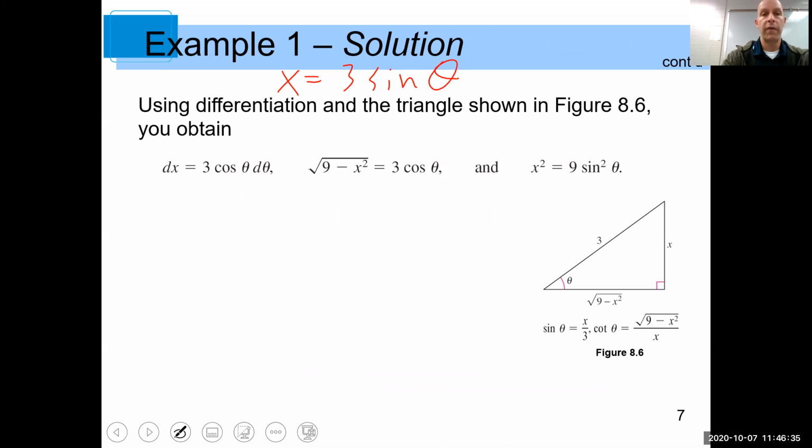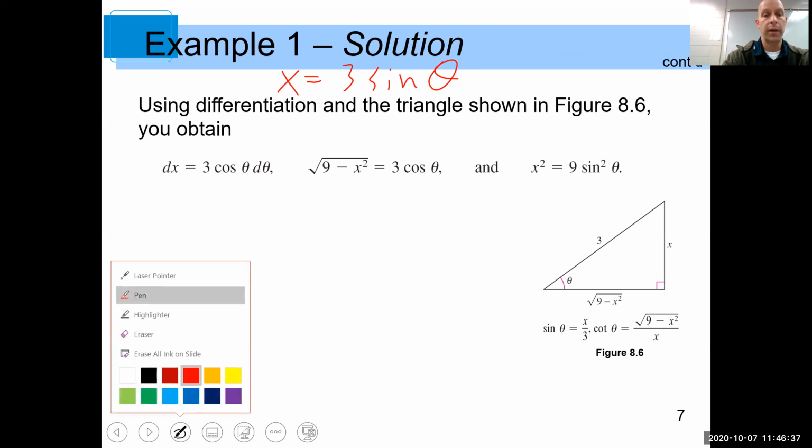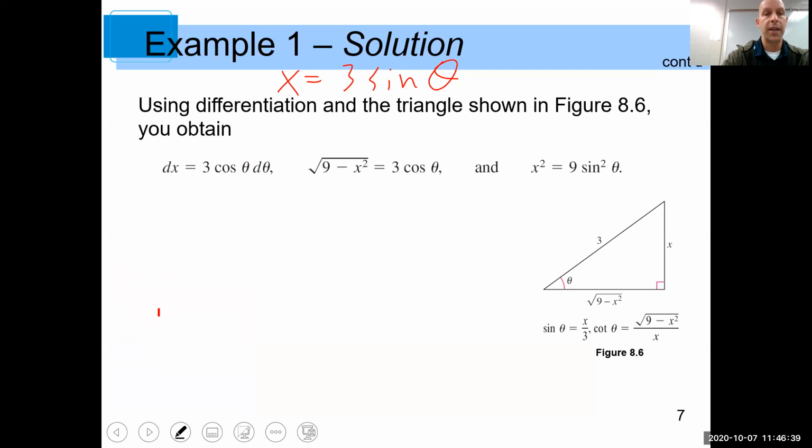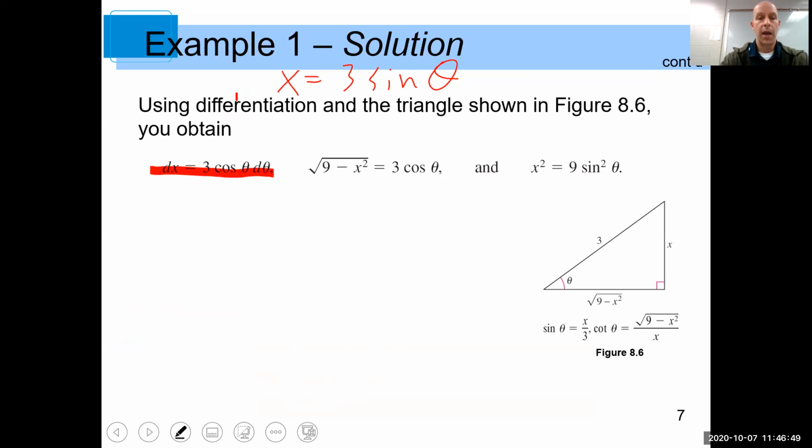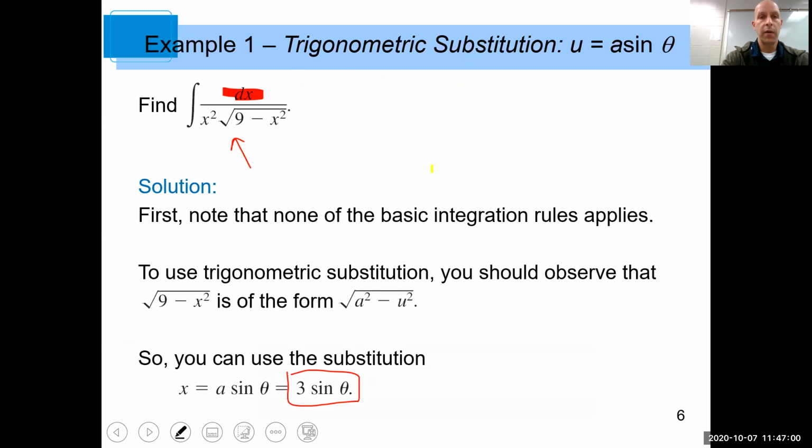So if I do the derivative of that, then we can clearly, well, I guess I should say clearly, but hopefully see that dx is going to be 3 cosine theta d theta. So that's going to give us this piece, okay? And then the next part, in fact, let me, yeah, we'll leave that alone. So the square root of 9 minus x squared is 3 cosine theta. So that's what I'm going to put in here.